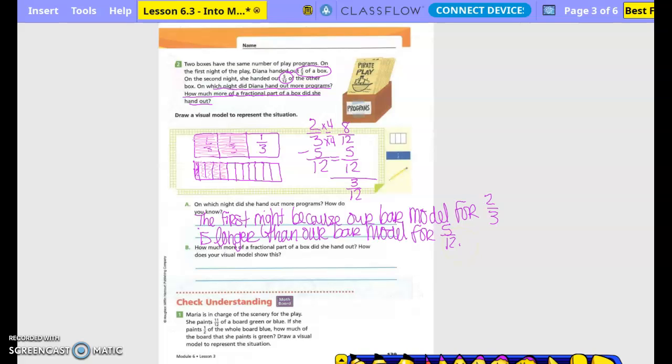How much more of a fractional part of the box did she hand out? Okay, so basically we said 1/12, but is that simplified? I'm sorry, not 1/12, 3/12. So that equals, 3 goes into both. So 3 goes into 3 one time, 3 goes into 12 4 times. So 1/4 of a box more. Okay, and then how does your visual model show this? So it shows that she still needed 3 more twelfths to make up the difference, right? So the bar model.